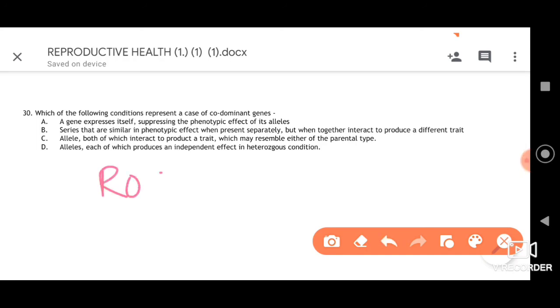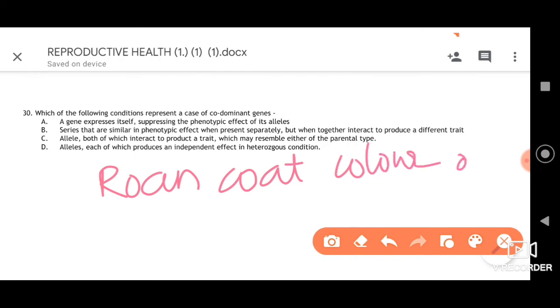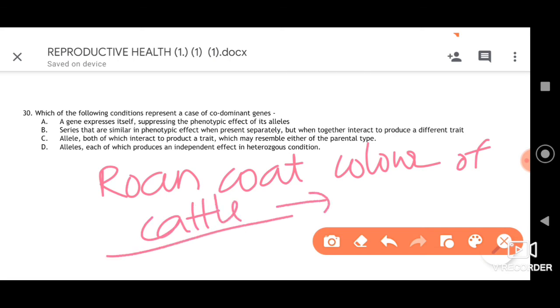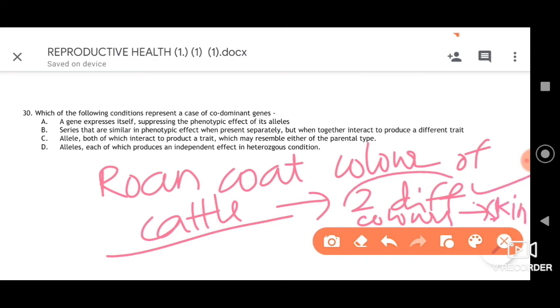If you consider the roan coat color of cattle, you can observe that two different colors can be present on the skin. It is very clear from this that both are expressed equally in heterozygote condition but independently. That's very important, my dear friends.